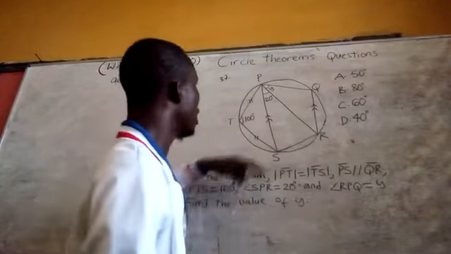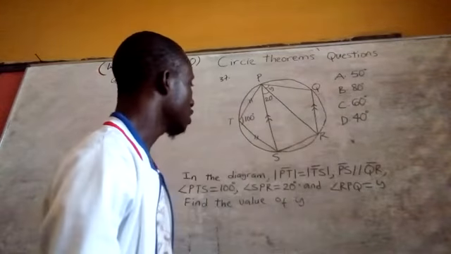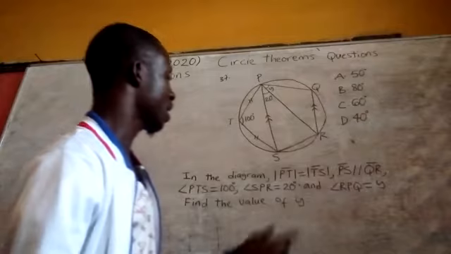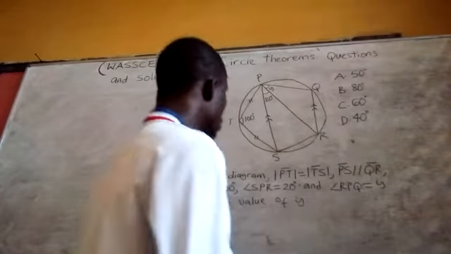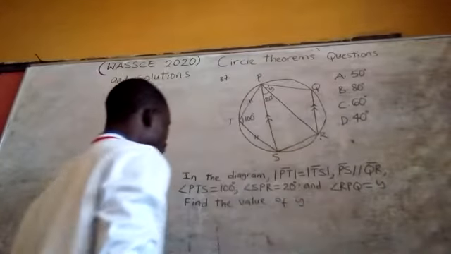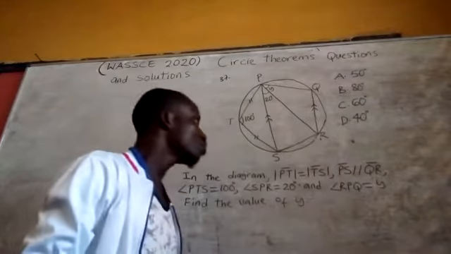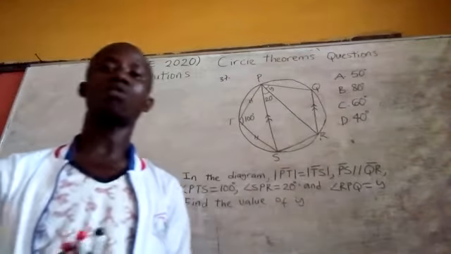Angle SPR is equal to 20 degrees, and angle RPQ is equal to Y. Find the value of Y. So here we are asked to find the value of Y.